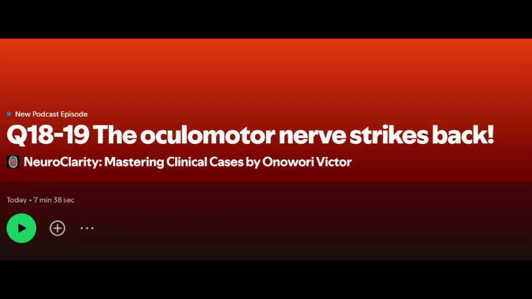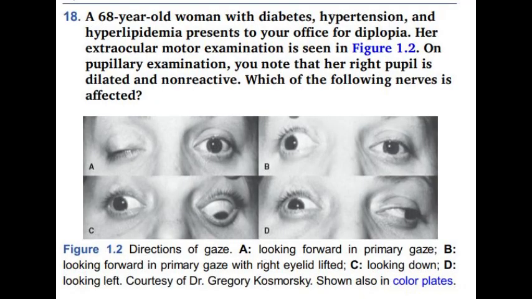So let's begin. We have a 68-year-old woman with diabetes, hypertension, and hyperlipidemia who presents to your office with diplopia. Her extraocular motor examination is seen in figure 1.2. On pupillary examination, you note that her right pupil is dilated and non-reactive. Which of the following nerves is affected?